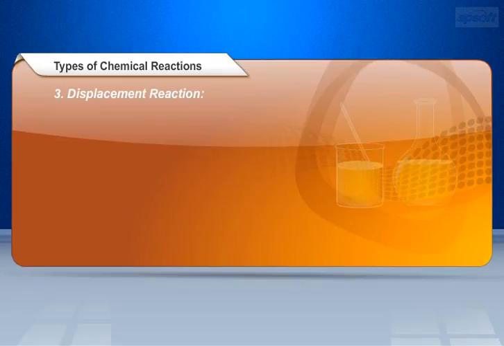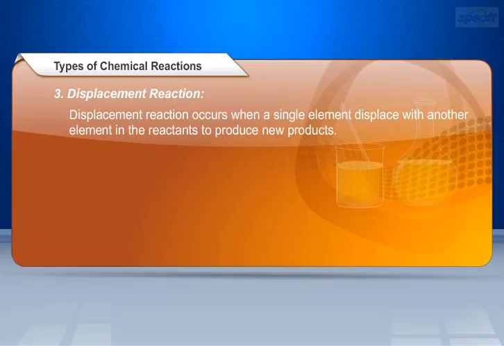Now let us look into the third reaction, which is displacement reaction. Displacement reaction occurs when a single element displaces another element in the reactants to produce new products. In a simpler way, we can say that one element replaces the other element to produce new products. The general representation is AB plus C gives A plus CB, or A plus BC gives B plus C. Let's look into the first example. The word equation is zinc plus copper sulfate gives zinc sulfate plus copper. So, the chemical equation is.